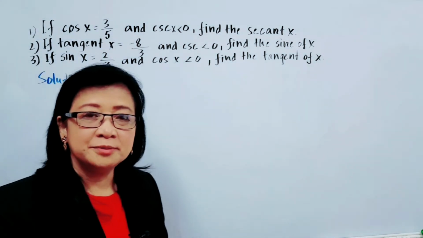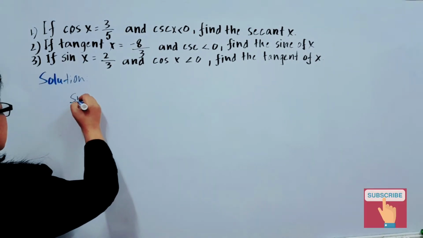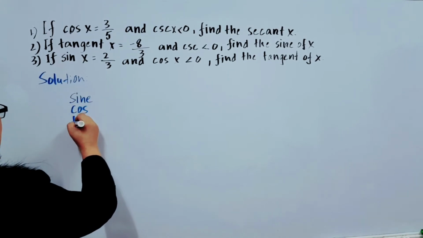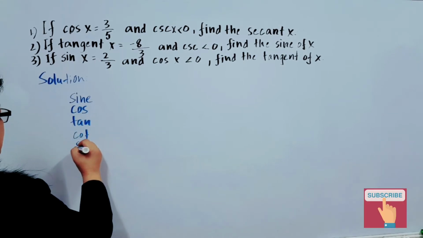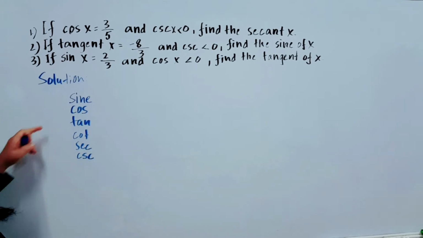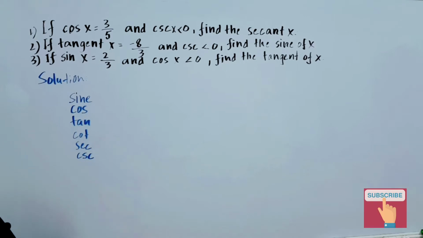The 6 trigonometric ratios are: we have the sine, cosine, tangent, cotangent, secant, and cosecant. These are the 6 trigonometric ratios.